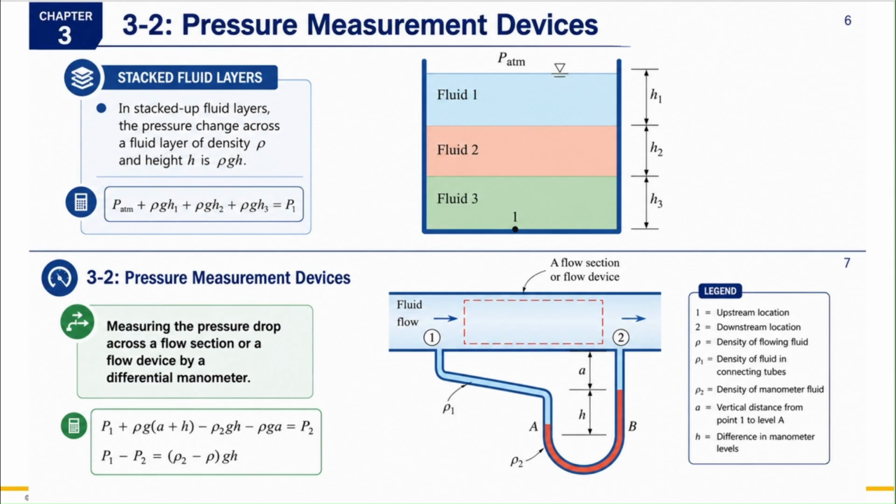So each term shown here corresponds to the contribution of hydrostatic pressure from one liquid layer. The lower section shows a differential manometer, which is used to measure pressure drop across the flow section.